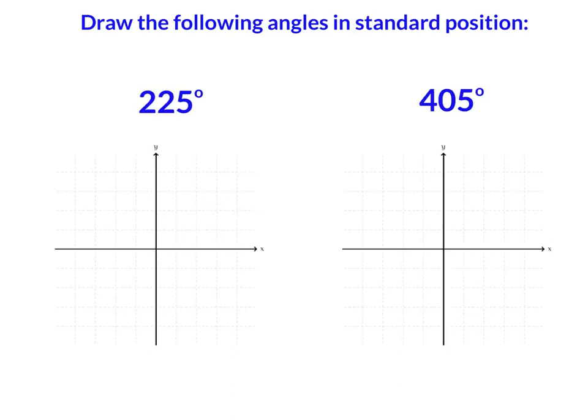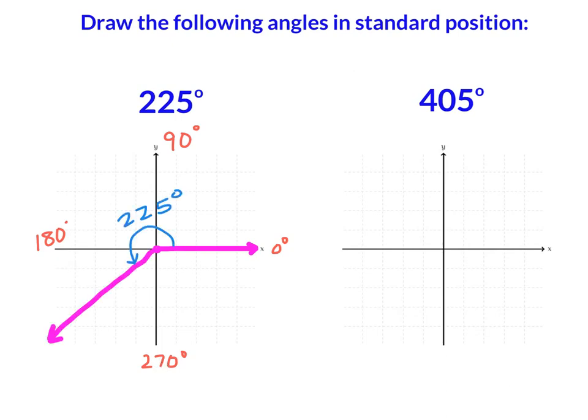So let's do 2 more of these for good measure. So let's try 225 and 405. Now those are both positive, so I'm going to start with 225 and draw my initial side. So once I've done that, I have to figure out what quadrant 225 is going to terminate in. So it won't be 1 or 2, but it'll be 3 because 225 is between 180 and 270, and let's draw that out. So here you have it. I draw my arrow to indicate that it's positive and I label it.